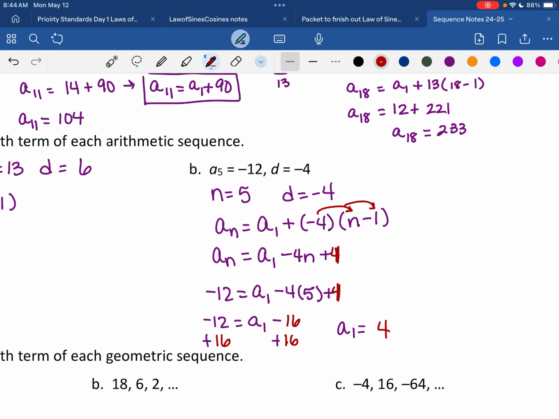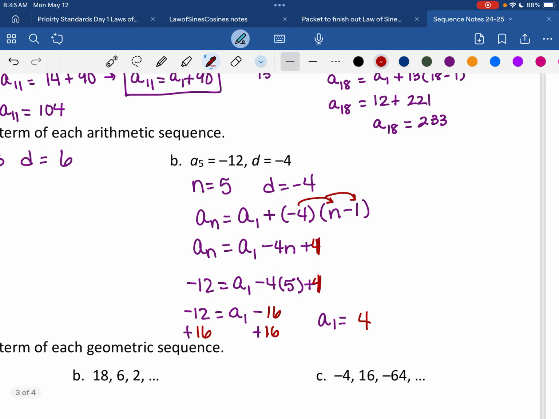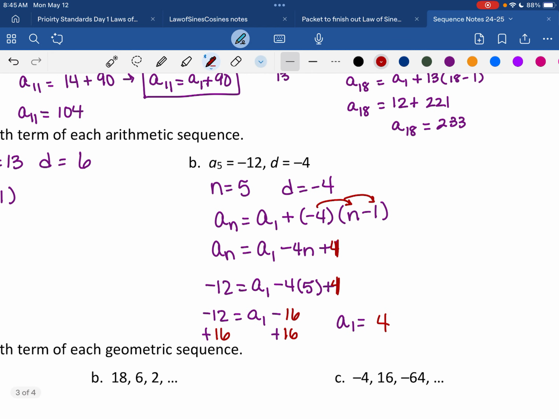Oh, I'm not counting correctly. First one is 4. Oh my gosh, Pomeroy. Second one, 0. Third one, negative 4. Fourth one, negative 8. Yeah, we're good. Sorry. Pomeroy's brain is not working yet. It's too late in the day. So, A sub 1 is 4 now.